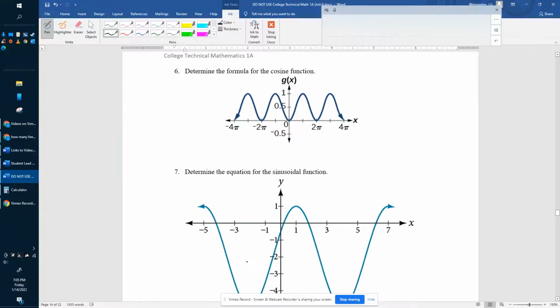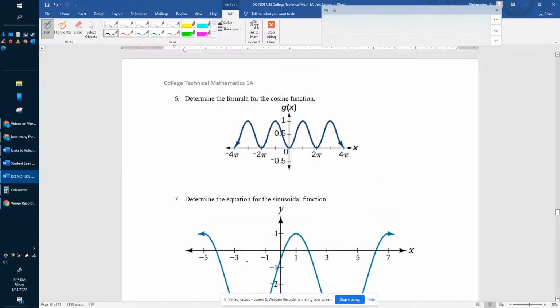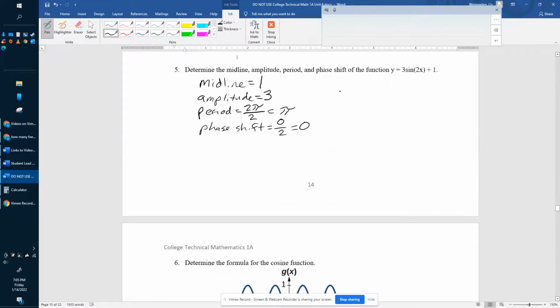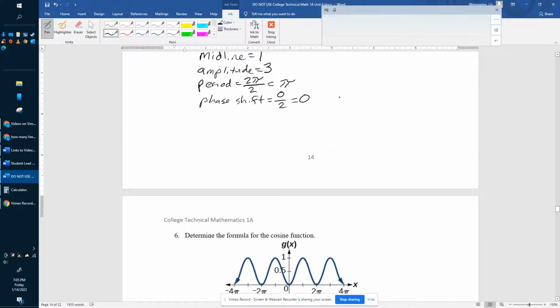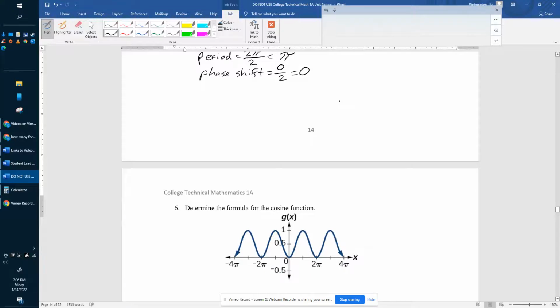Ooh, this one's going to be fun. Determine the formula for this cosine function. All right, so let's look at this. We know that we need to know these different things: the midline, amplitude, period, and phase shift. So let's list that out.